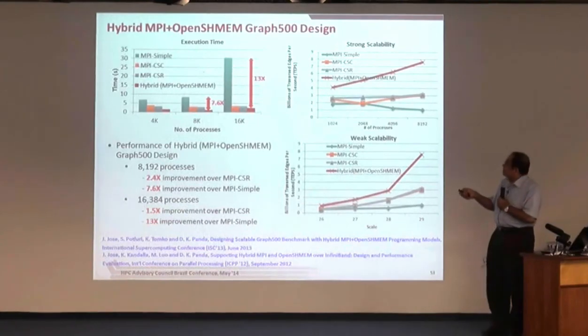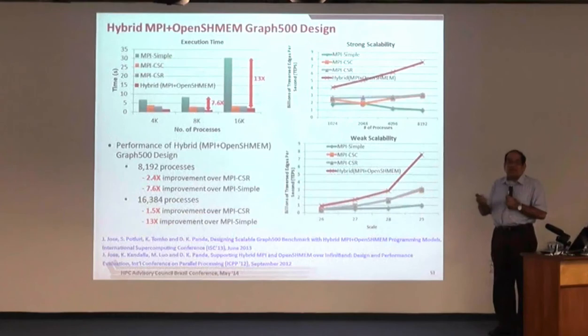Okay, so this is a hybrid. We worked on Graph 500. Many of you know Graph 500 has a lot of irregular communication. So we started with an MPI program. Here you will see there are 3 different programs available in the MPI world, but none of them were scaling. Then what we did is take a hybrid MPI and OpenSHMEM, and this is run on 16,000 processes on TACC Stampede, and you see we can give you almost 13x improvement. Even compared to the best MPI design, we can give you almost 1.5x improvement.